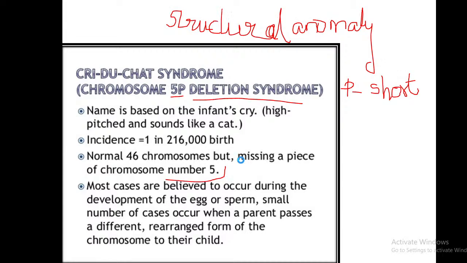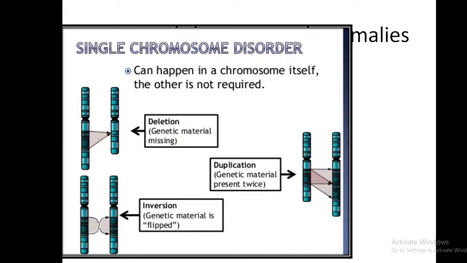If there is any deletion, that you can see here, a deletion of part of a chromosome. This is the Q region, this is the P region, this is the Q region. So in a single chromosome disorder, if a part is broken off, that is called deletion. If a portion is removed, that is known as deletion. We have learned this in detail in mutation.